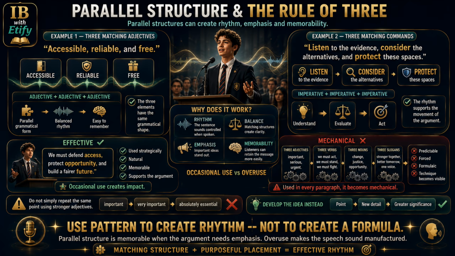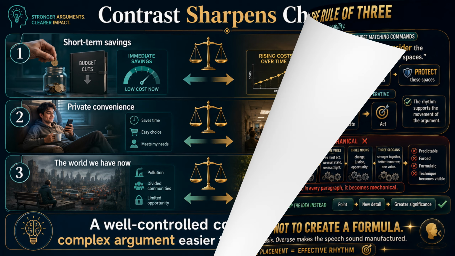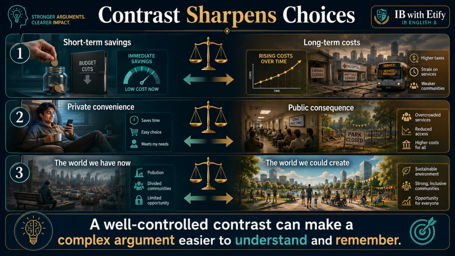Parallel structures and the rule of three can also create rhythm. Accessible, reliable, and free. Or, listen to the evidence, consider the alternatives, and protect these spaces. Used occasionally, this can be memorable. Used in every paragraph, it becomes mechanical. Contrast is another powerful tool because it clarifies choices. Short-term savings versus long-term costs. Private convenience versus public consequence. The world we have now versus the world we could create. A well-controlled contrast can make a complex argument easier to remember.